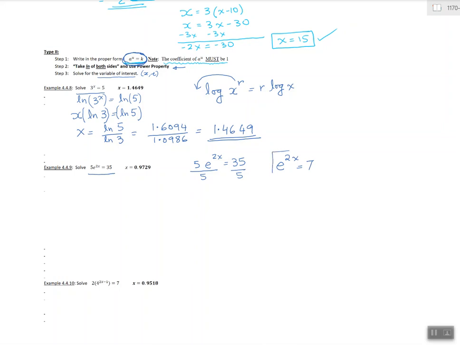Now this is the proper form. So step 2 then says take ln of both sides. So I'm going to take ln of e raised to the power 2x equals ln of 7. Remember, you have to take log of both sides. So please don't forget this side. Don't forget. A lot of students forget to take the log of the other side.